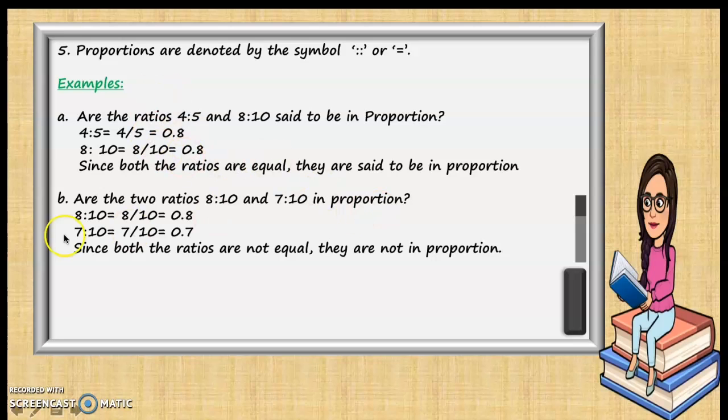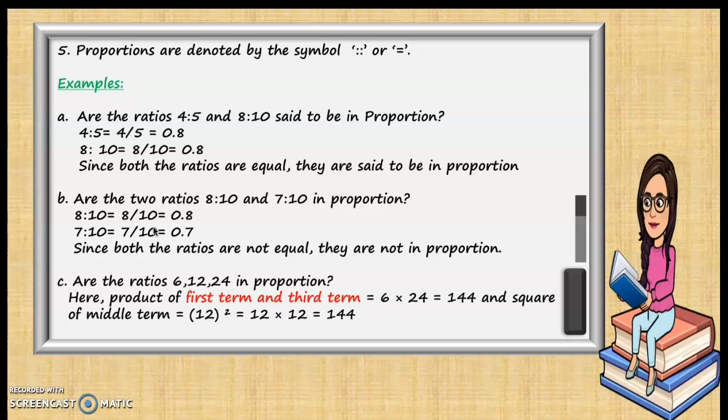8 is to 10 and 7 is to 10. Similarly, 8 divided by 10 is 0.8, and 7 divided by 10 is 0.7. So since both the ratios are not equal, they are not in proportion. Okay. Are the ratios 6, 12 and 24 in proportion?